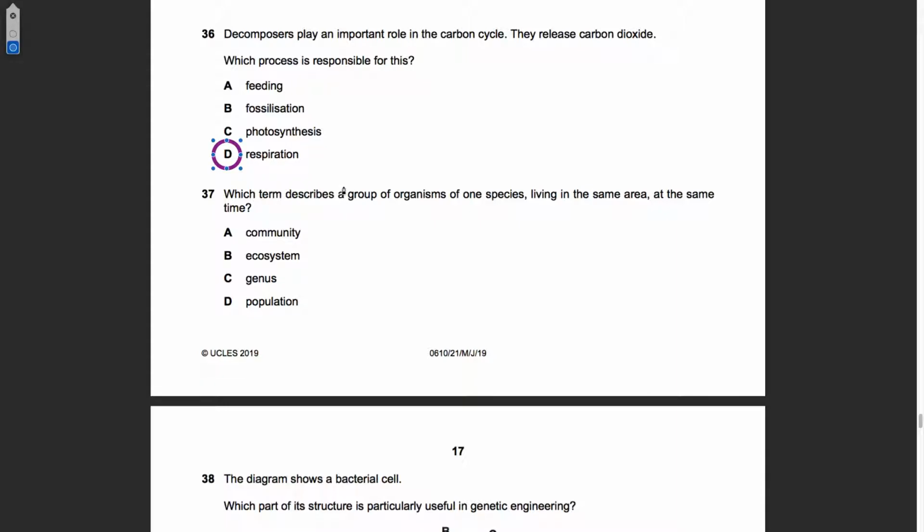37, last few now. Which term describes a group of organisms of one species living in the same area at the same time? So we're on to our ecology part of the syllabus now. If you belong to the same species and you're living in a certain area, like a wooded field or something, at a particular time of the year, you are known as a population. Don't get it confused with a community. A community is the next step up, where you've got a group of different species living in the same area at the same time.